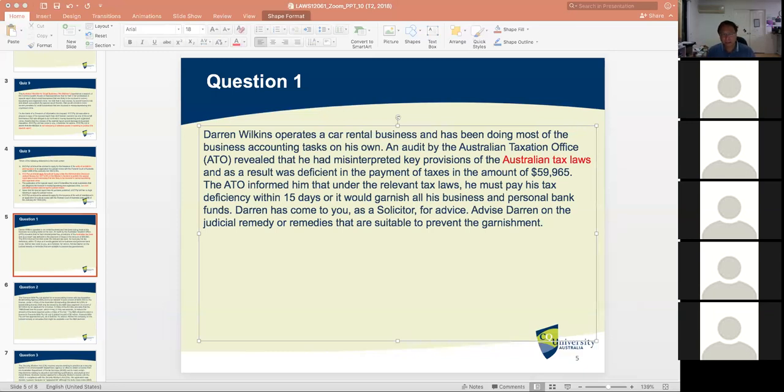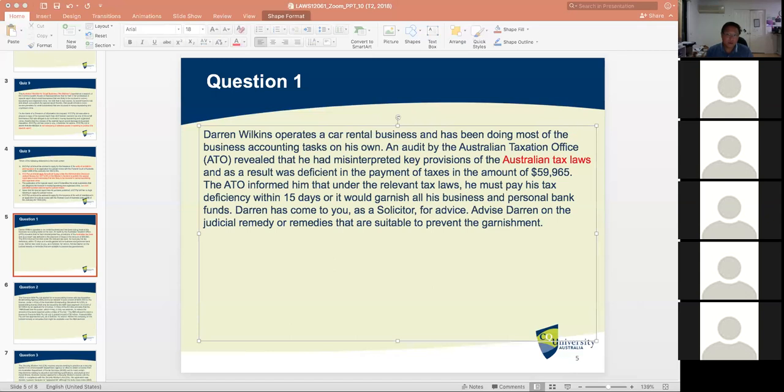Secondly, based on the facts, we don't really know if Darren Wilkins is operating a company. In other words, if you're operating a company, that company has a legal personality that is separate and distinct from the owner. So if the car rental business is actually a company, which in law means it has a separate legal personality, then there is no reason why the personal bank funds of Darren Wilkins should be garnished as well, even assuming that there is a liability on the part of that company. So those are two grounds. So that decision would obviously be contrary to law.